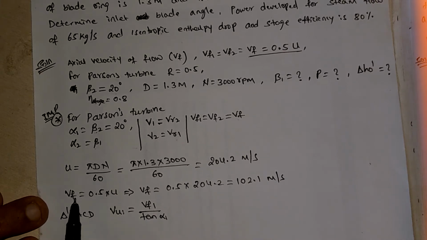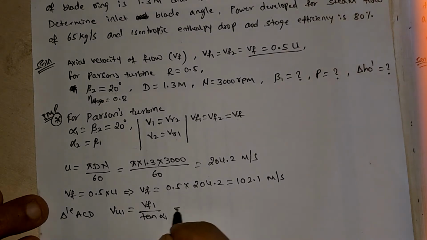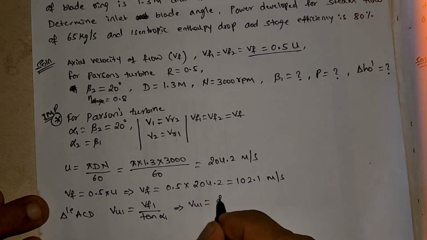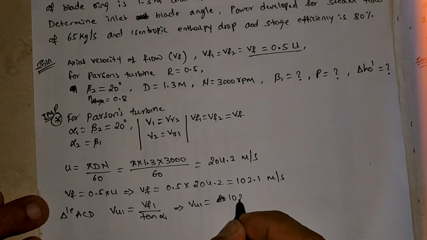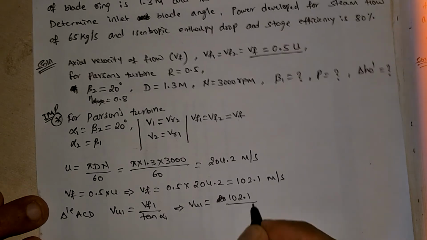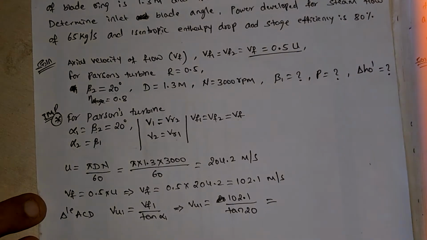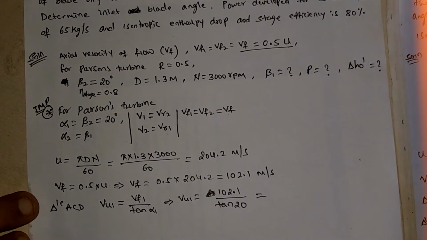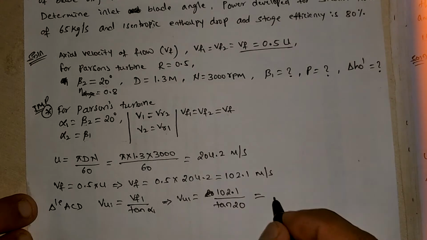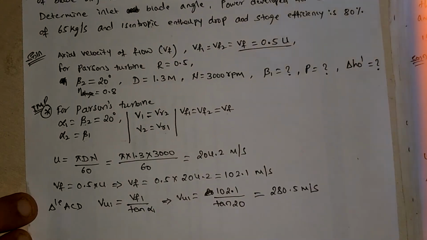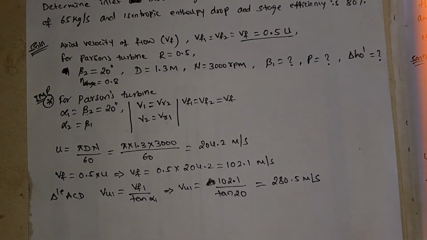That is equal to Vf. So we also know the value of Vf. So by this relation we can calculate Vu1, where Vf1 is 102.1, divided by tan of 20, right? So we get Vu1 is equal to 280.5 meters per second.